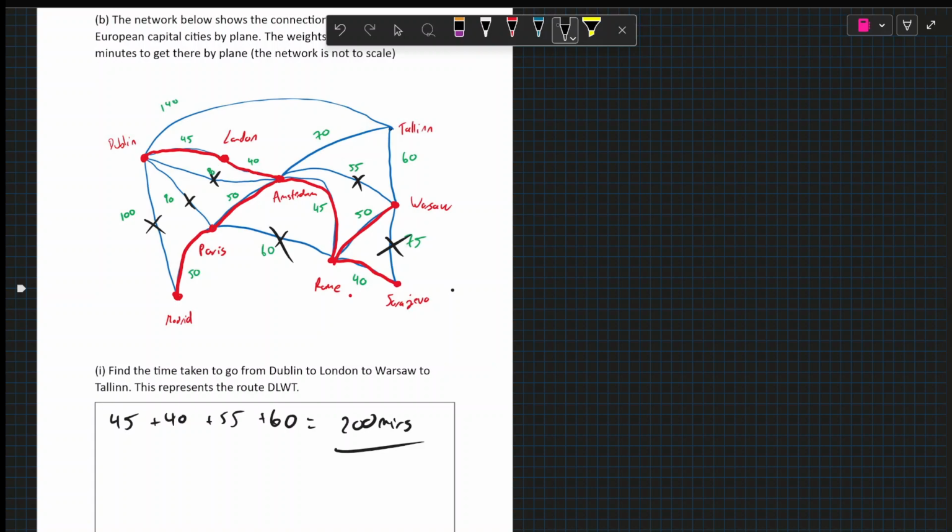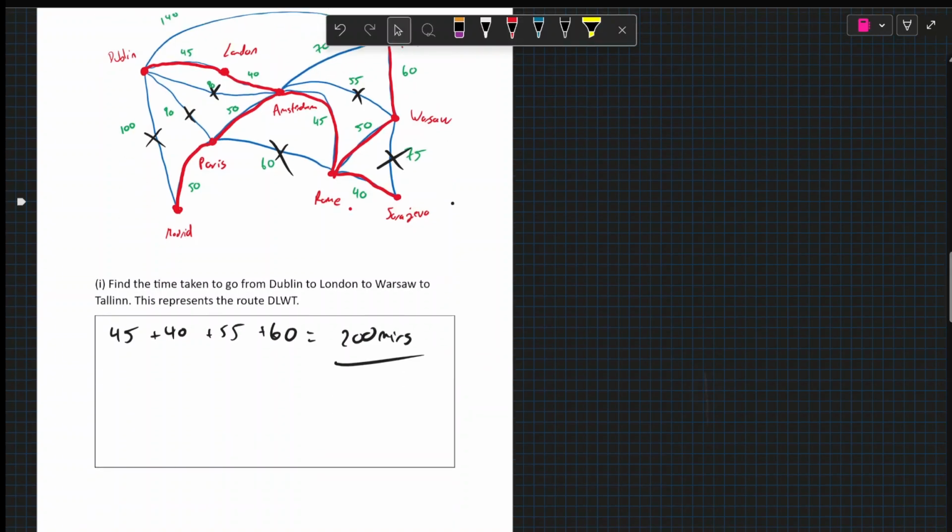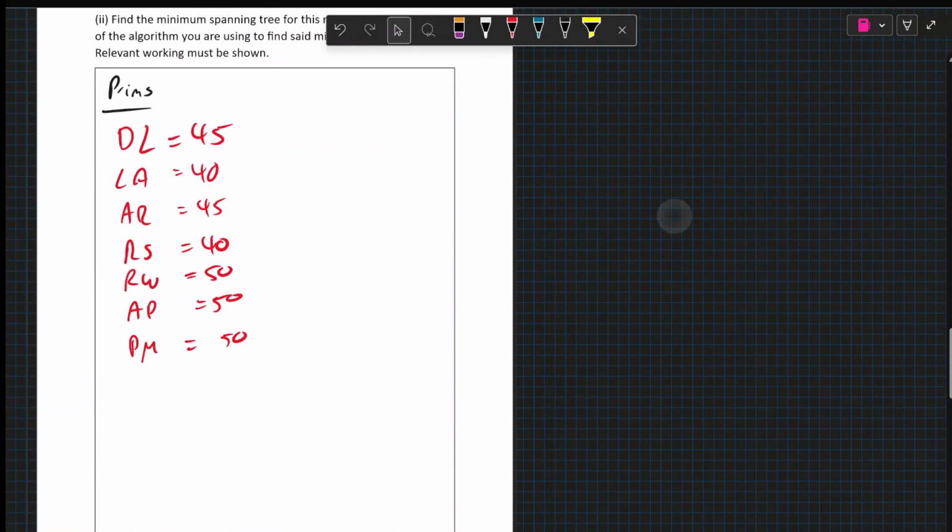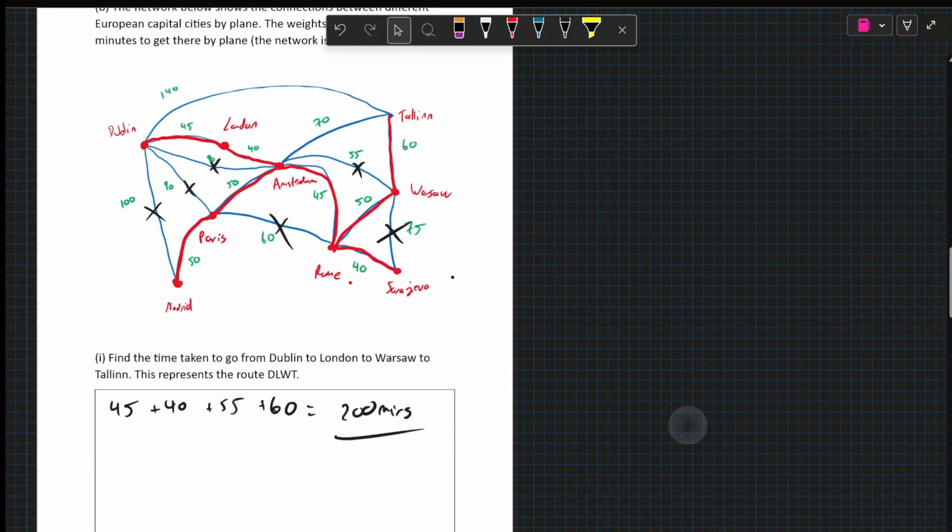What can we do? We can go Amsterdam to Tallinn, which is the shortest route we considered. We could also go Warsaw to Tallinn instead, as that's shorter. So we'll go Warsaw to Tallinn. So that's TW, and that's 60. Now that eliminates this because you can go Amsterdam, Rome, Warsaw, Tallinn. That's a cycle. Then you can go Dublin, Tallinn, Amsterdam, London. So that's actually gone as well.